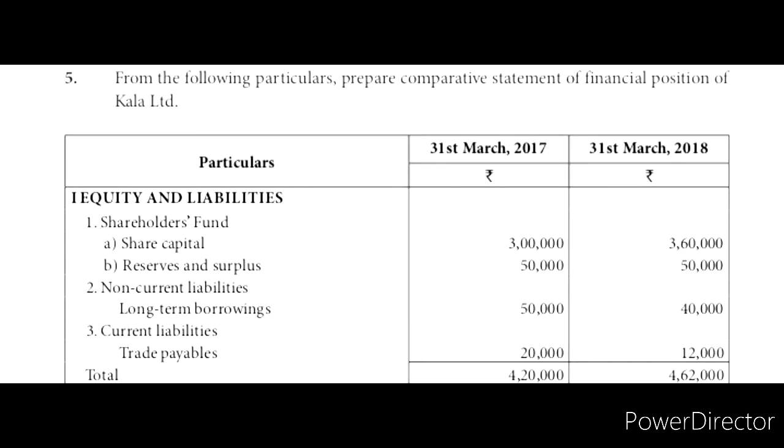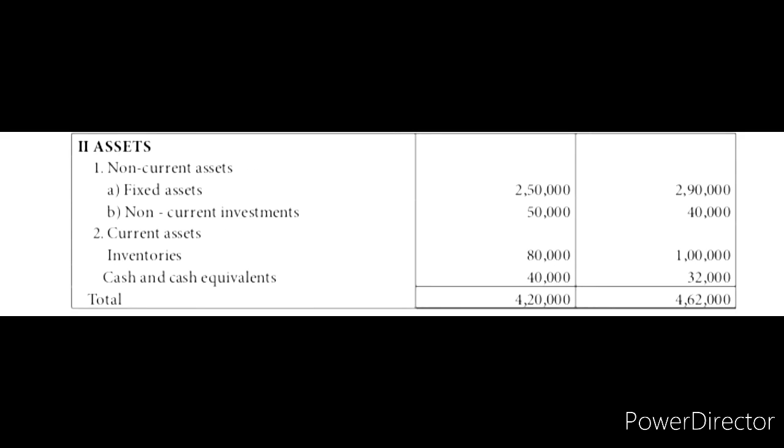Following particulars, prepare a comparative statement of financial position of Kala Limited. So, if you take a closer look at the sum, this is nothing but a vertical balance sheet. Previously in 11th standard, we would be working out a horizontal balance sheet. This is a vertical balance sheet. First the liabilities are given and then the assets information are given.